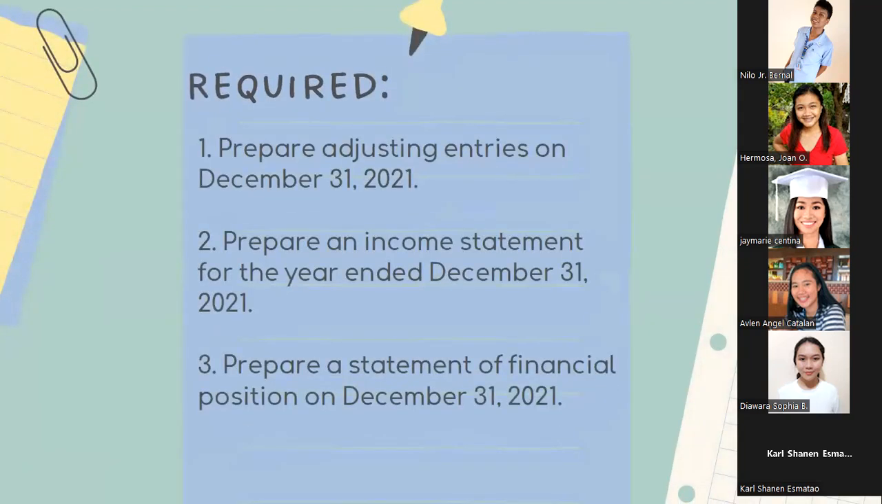We have 3 requirements for this problem. First, to prepare adjusting entries on December 31, 2021. Second, to prepare an income statement for the year ended December 31, 2021. And lastly, to prepare a statement of financial position on December 31, 2021. Next.